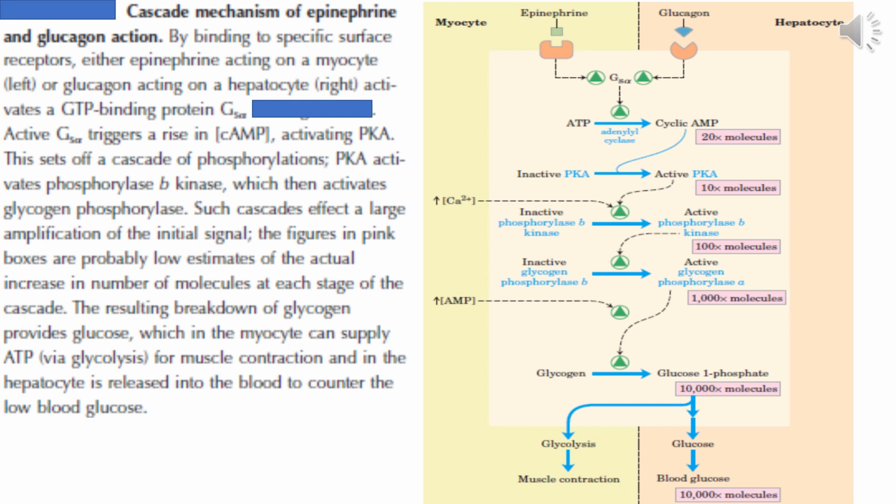And each protein kinase A molecule in turn can activate around 100 molecules of phosphorylase kinase. Each of these phosphorylase kinase in turn can activate around 1000 molecules of glycogen phosphorylase, and each glycogen phosphorylase can lead to the releasing of around 10,000 glucose 1-phosphate molecules. We can see how many times the activity is magnified from a single hormone molecule.